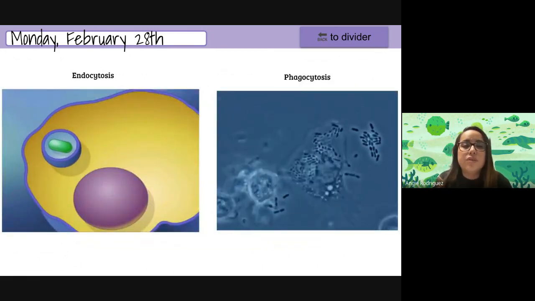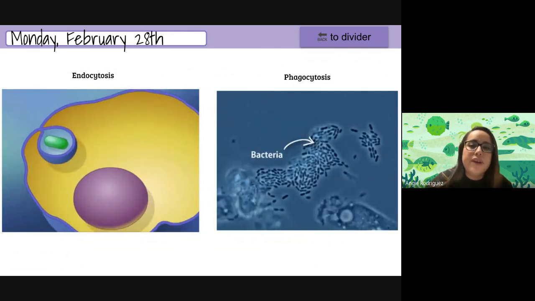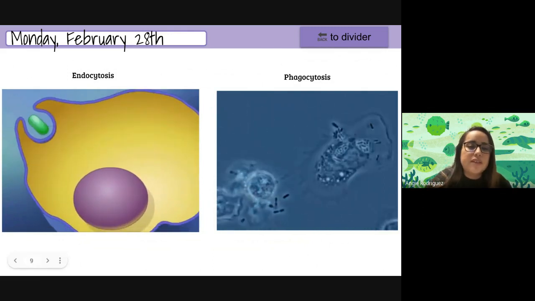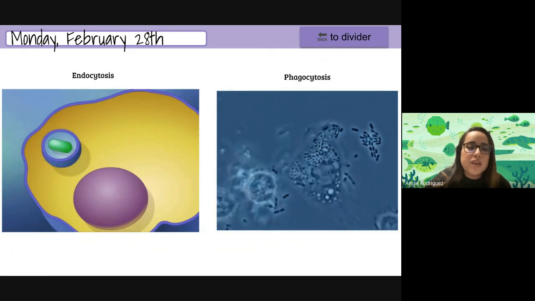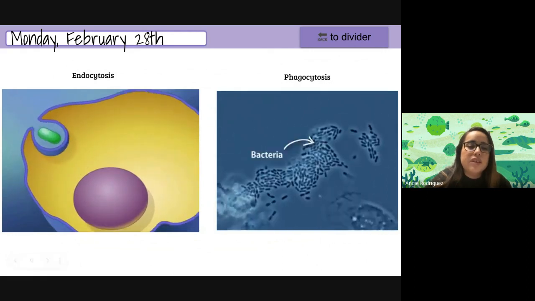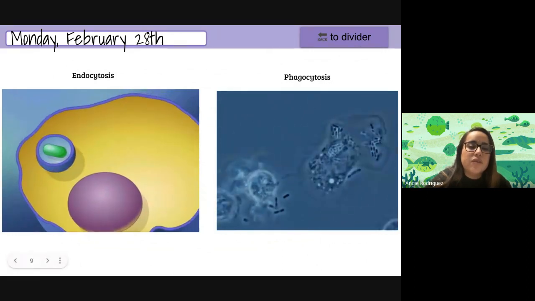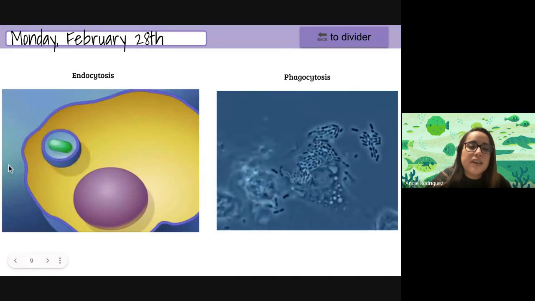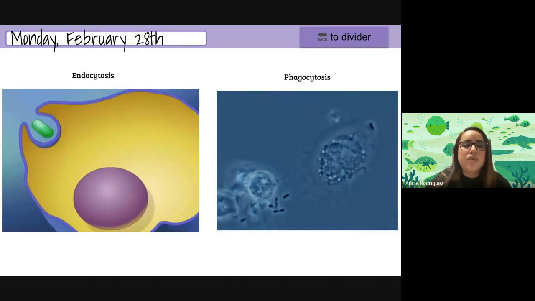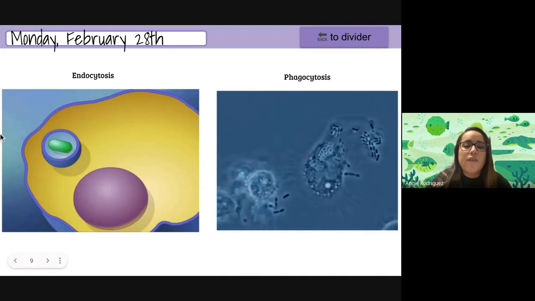So here are some quick little GIFs showing you how endocytosis works. This is endocytosis in general. The molecule is going to be taken into the cell, create a little vesicle or pouch around it, gets in, and then it gets used. So you can think of this one kind of like your phagocytosis.